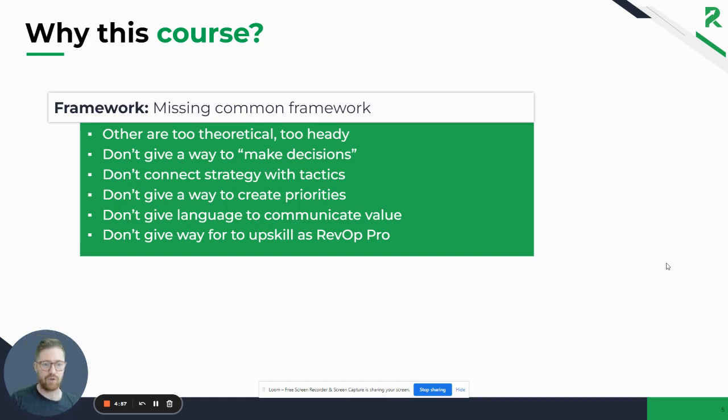So like, when should you use parent-child relationships? And when is that important? What go-to-market strategies do they align with? We don't have a way to prioritize what's important and what's not important. We don't have a common language to communicate value.